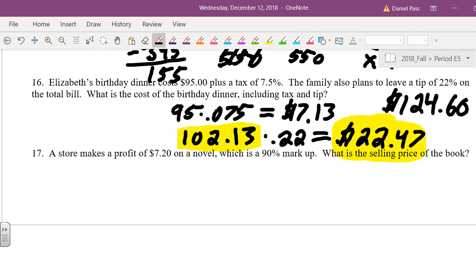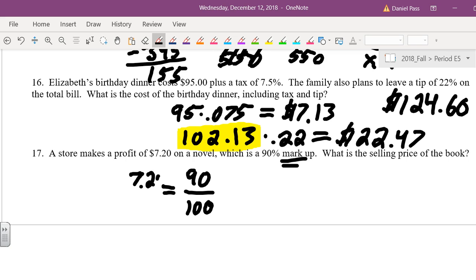Okay, number 17. Do you have a code name? How about trumpet? Alright, this way, because we know it now. Okay, so 90 over 100, but now on the left side we have 7.20 over x. Okay, good. Now we're still going to reduce our 9 over 10. We're going to multiply 10 times 7.2. That's easy.